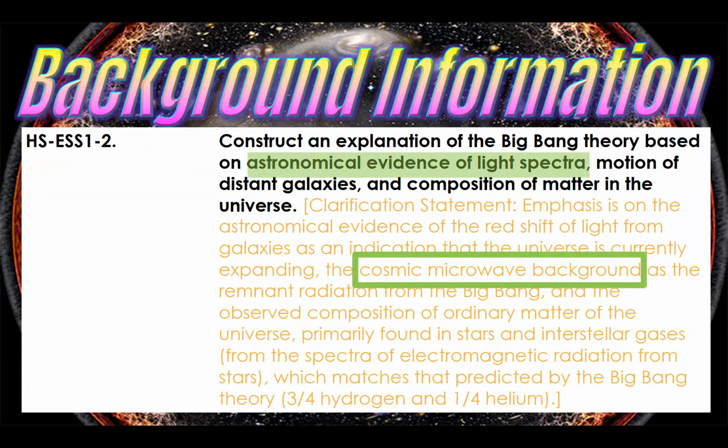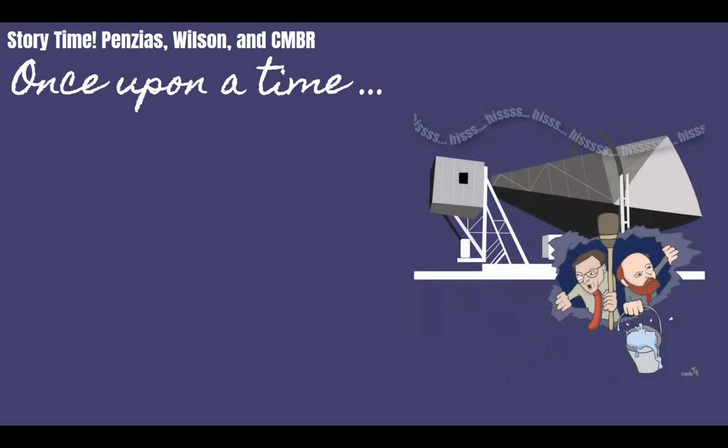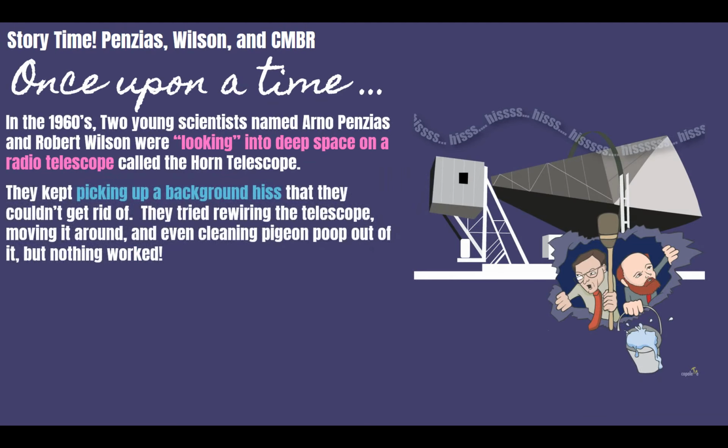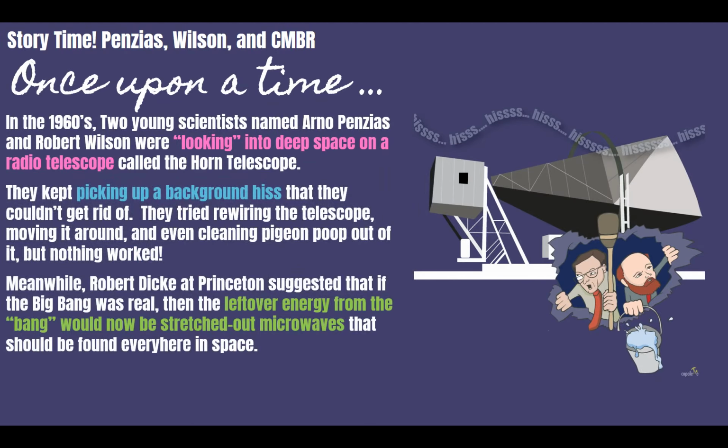The second piece of evidence that I want to talk about is CMBR, cosmic microwave background radiation. And this is one of my favorite story times. Once upon a time, meaning the 1960s, 2 young scientists named Arno Penzias and Robert Wilson were looking into deep space. Again, it's in quotation marks because these guys were actually using a radio telescope to do this. They kept picking up a background hiss that really annoyed them. They thought that maybe the telescope wasn't set up right. Maybe there was pigeon poop inside the Horn telescopes.